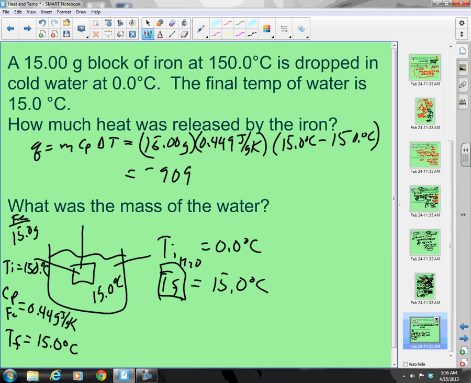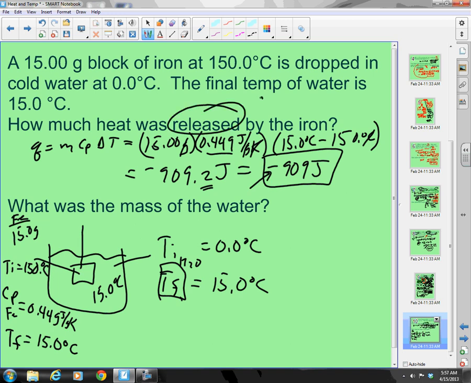How many sig figs? 3 here and 2 here, actually, right? No, we're fine, 3 there, too. So I get negative 909.2 joules, which when we look at sig figs is negative 909 joules. And what does the negative mean? It means it is how much was released. So you could simply answer this as 909 joules.